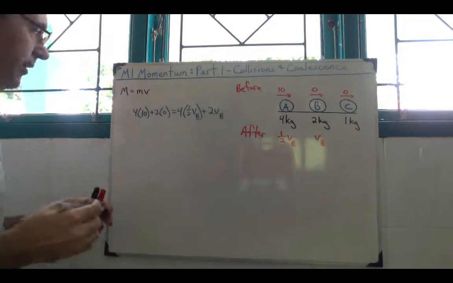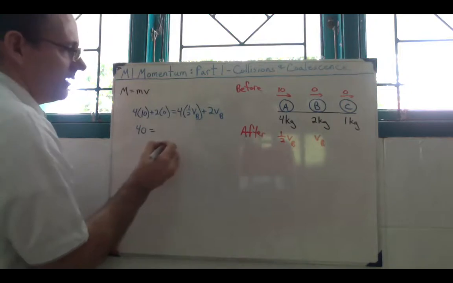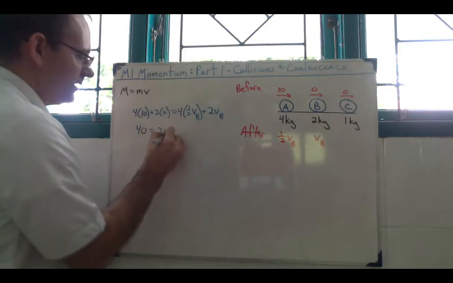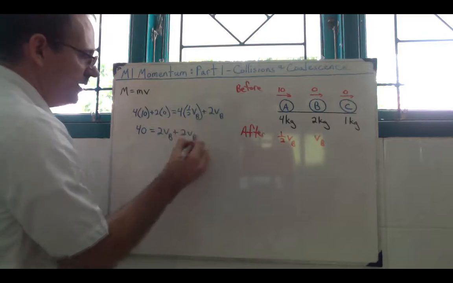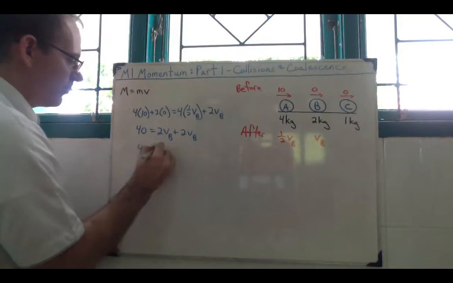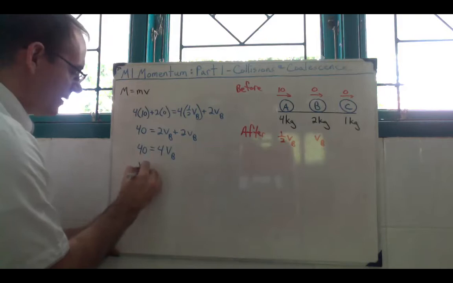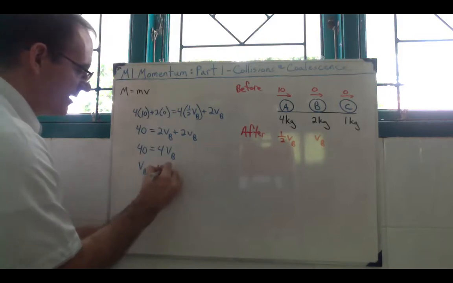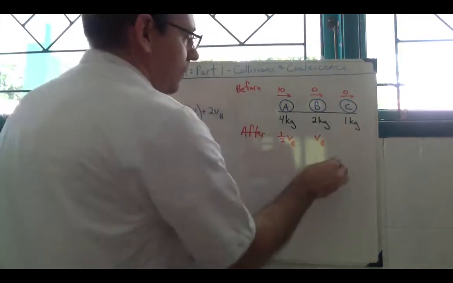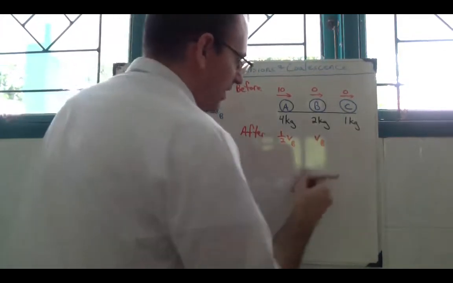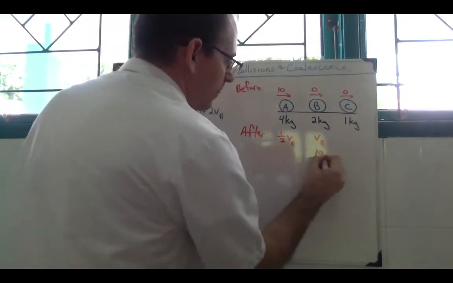Notice we only have one variable, so as we work this out, we have 40, that's 0, equals 2 times the velocity of B, plus over here we also have 2 times the velocity of B. So that gives us 40 equals 4 times the velocity of B. And so our velocity of B equals 10 meters per second. So now we can call this 10 and half of B, so this is now 5.